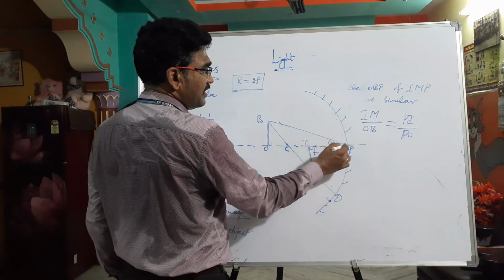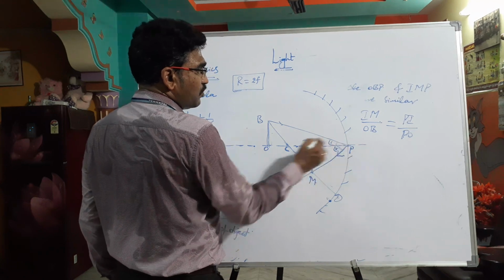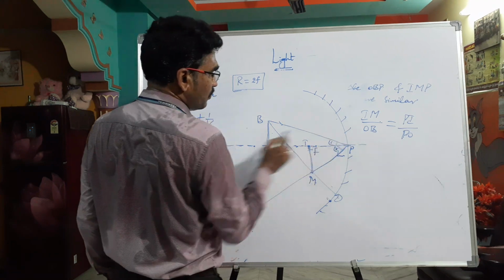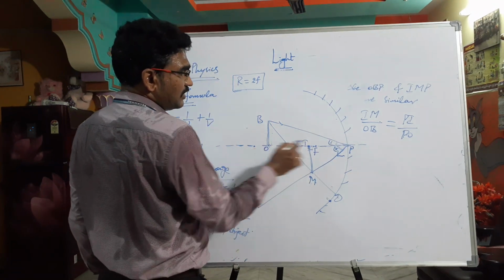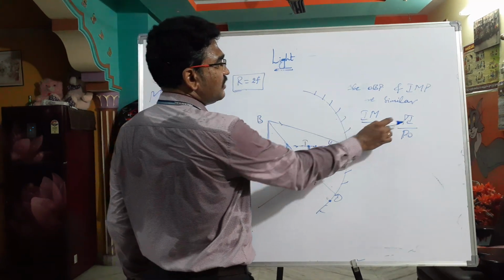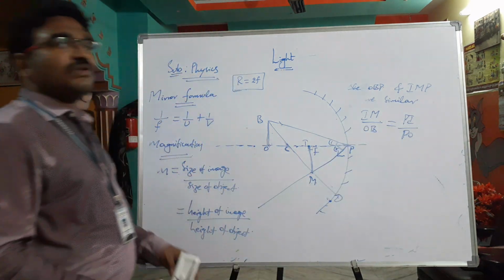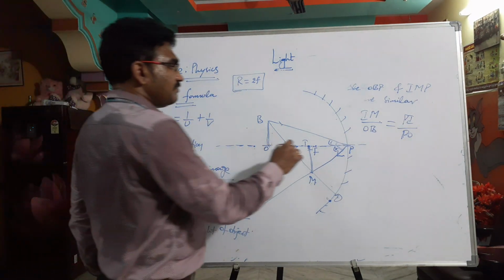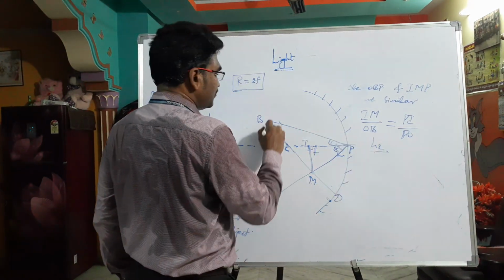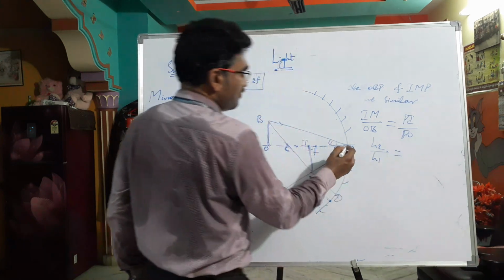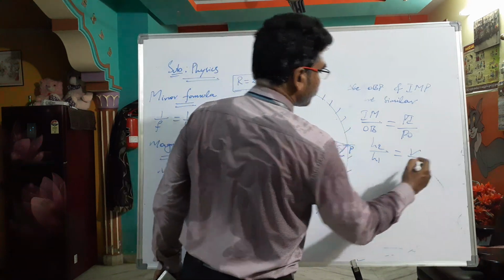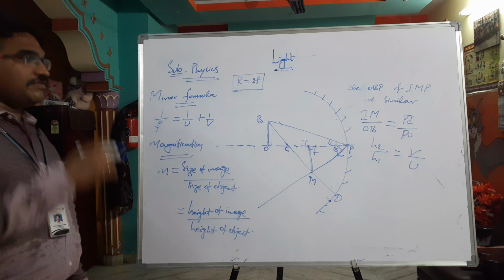PI is the pole to the image point, that is the image distance. PO is the pole to the object, the object distance. Height of image by height of object is equal to image distance by object distance. IM is the image size, that is H2, and OB is the object size H1. Image distance PI is v, and PO is u. So H2 by H1 is equal to V by U.